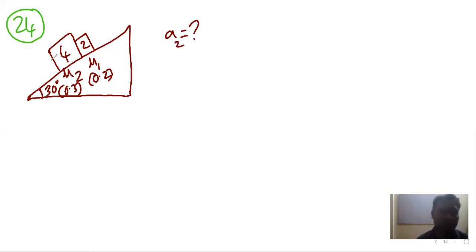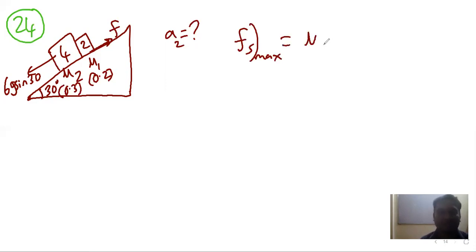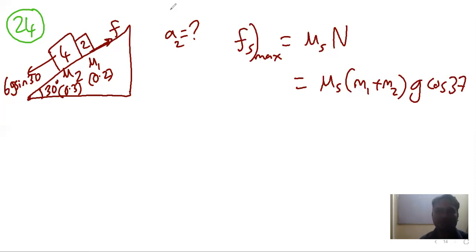So let us first think about the forces. If I consider these two blocks as a system, 4 plus 2, which is 6 kg, into g sine 30. That will be 6g sine 30, the downward force, mg sine theta. Because the tendency of motion is downward, friction will act in the upward direction, and it will be static friction. Let us find its maximum value. That is mu s into N, where N is the normal reaction, which is m1 plus m2 into g cos 30. This is the maximum value of static friction.